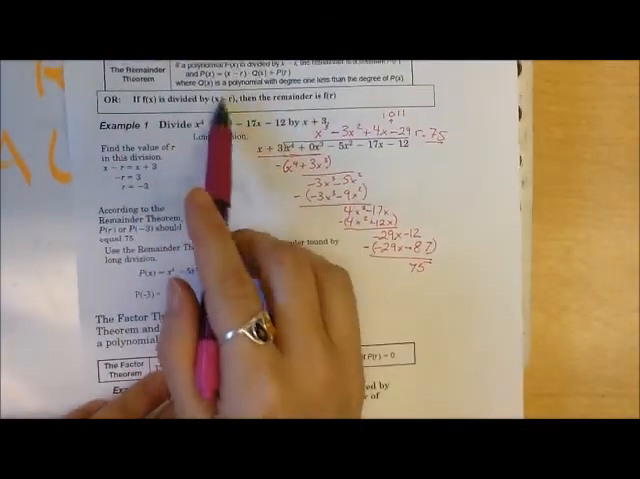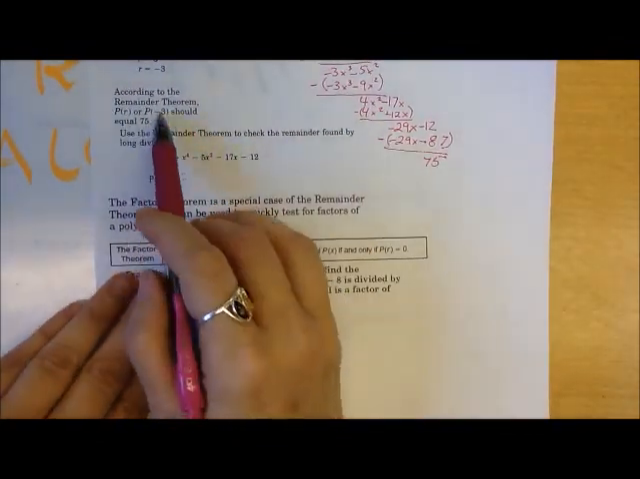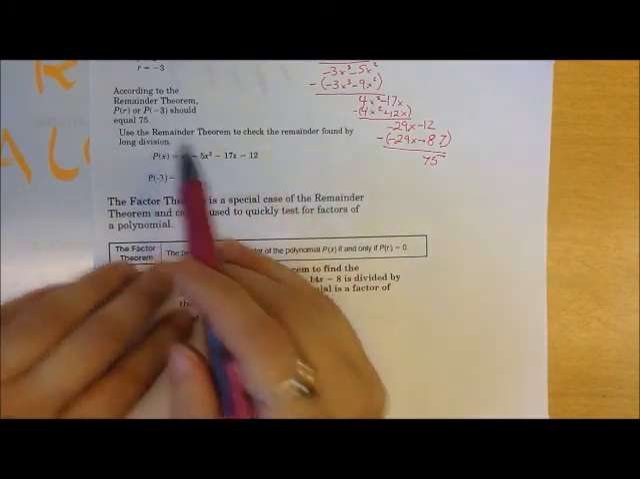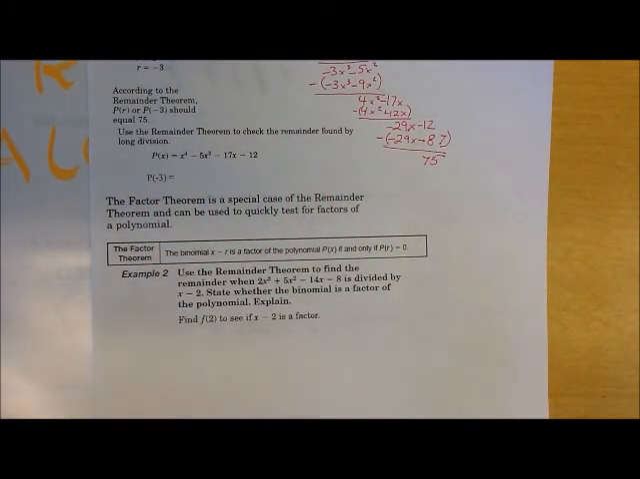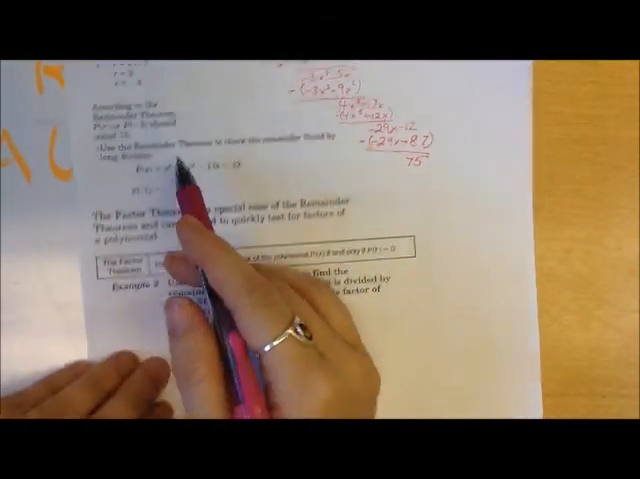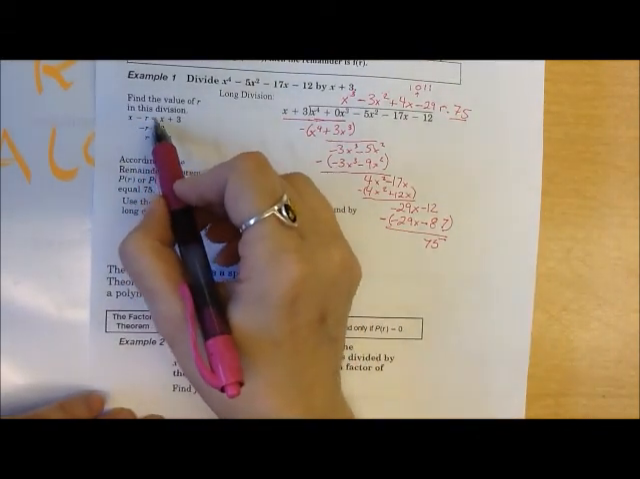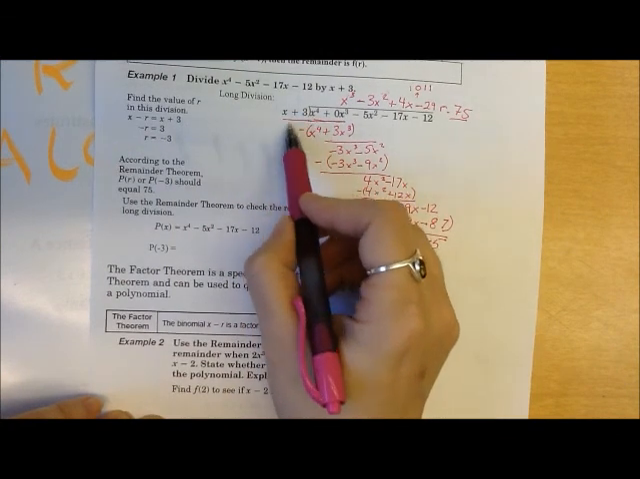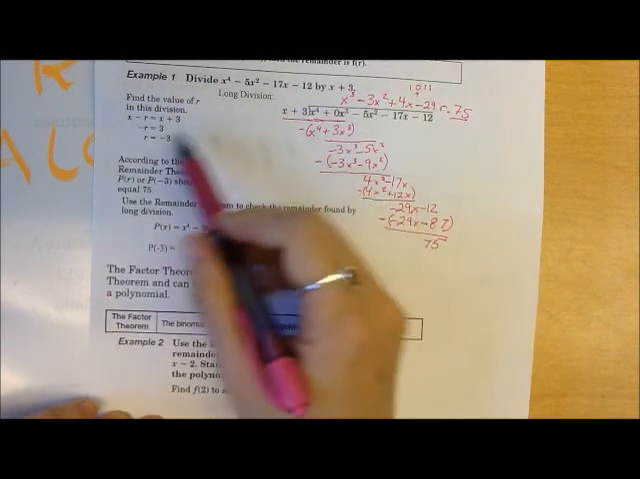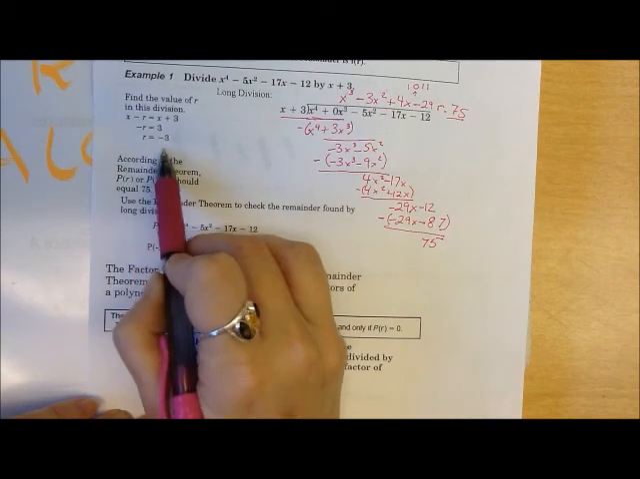So according to the remainder theorem, p of r, that is the remainder, equals 75. Use the remainder theorem to check the remainder found by long division. So this is the interesting thing. What you get for the remainder is the same thing as you get by plugging in the corresponding root. So if the factor we're talking about here is x plus 3, the root that would correspond to it is negative 3, right? If x minus r is x plus 3, then r is negative 3.